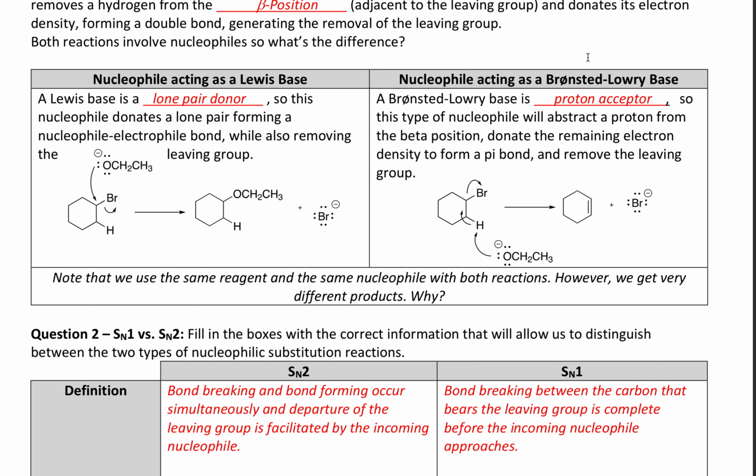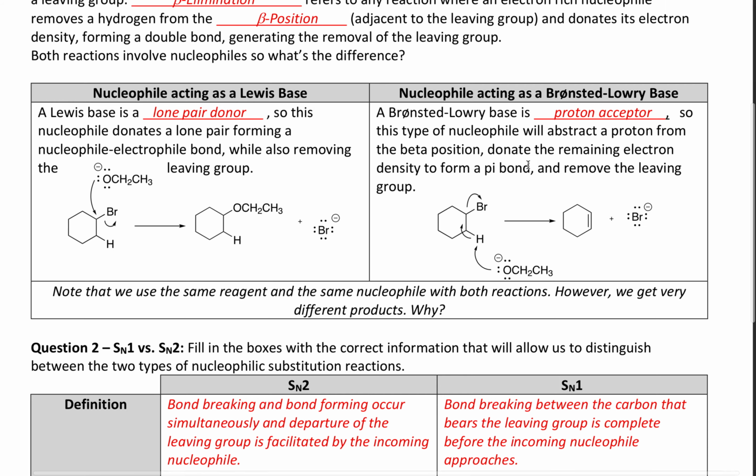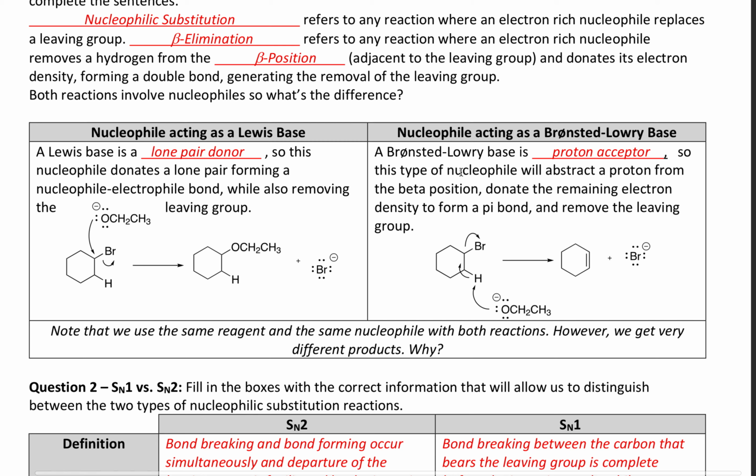All right, now look at this one. A Bronsted-Lowry base is a proton acceptor. So this type of nucleophile will abstract a proton from the beta position, donate the remaining electron density to form a pi bond, and then remove the leaving group. So this is what we said above, what a beta elimination reaction was. So this is going to make more sense now when I show you the diagram. So this nucleophile will remove that proton. Remember, Bronsted-Lowry bases like protons, so they take the proton, donate that sigma bond density into the ring to form a pi bond while also kicking off that bromine as a leaving group.